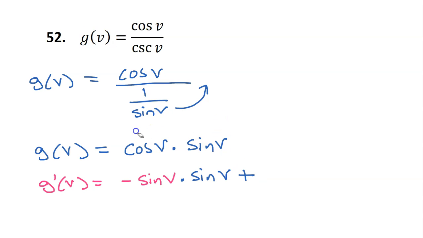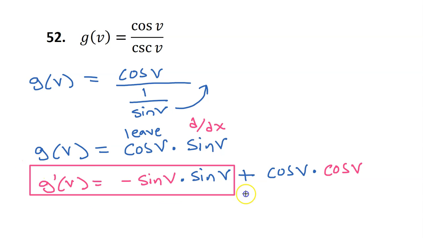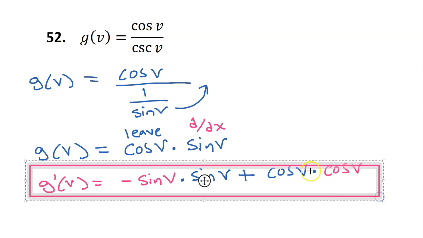And then I go through it again, but this time through, I leave the first factor alone, and I do the derivative of the second factor. So this is me leaving the first factor alone, cosine v, and then the derivative of sine is cosine. So I have cosine v. So this is the answer. You could just put a box around this. If this were a free response question, this would be an acceptable answer.